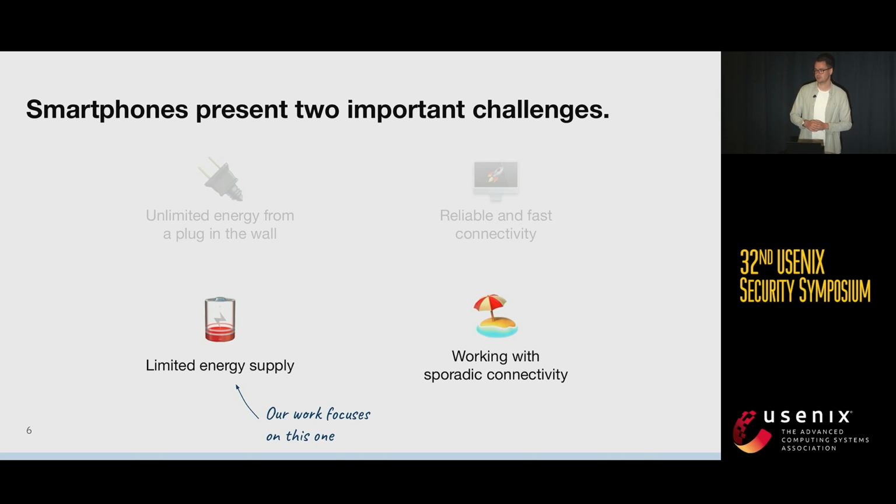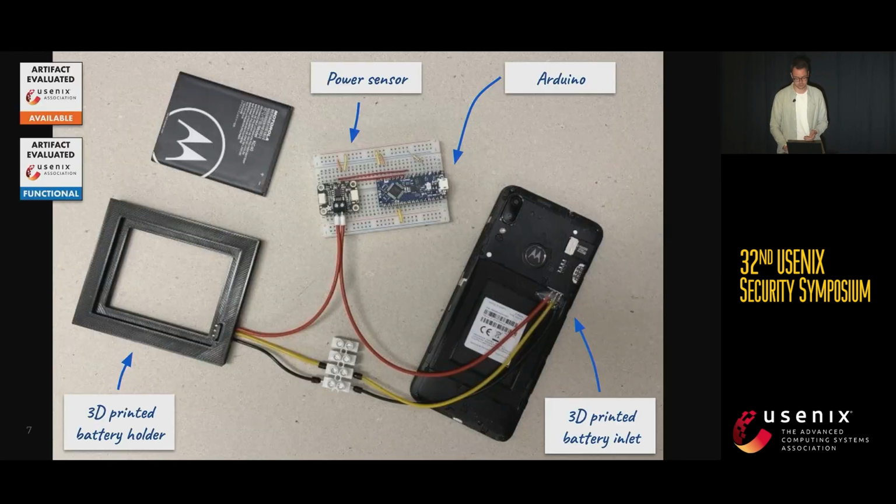And it comes with 2 important challenges. One is that connectivity is often sporadic, so the device might be offline, the bandwidth is lower, latency is higher. And the other is limited energy supply. We have 1 battery that needs to get us through the entire day, and that's a problem we are focusing on in our work.